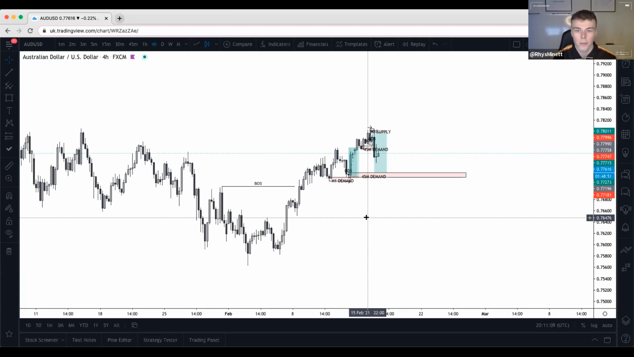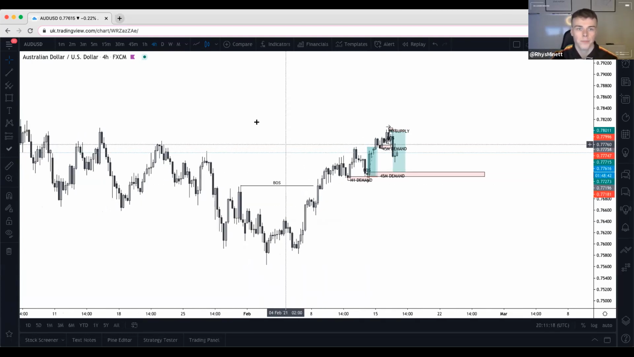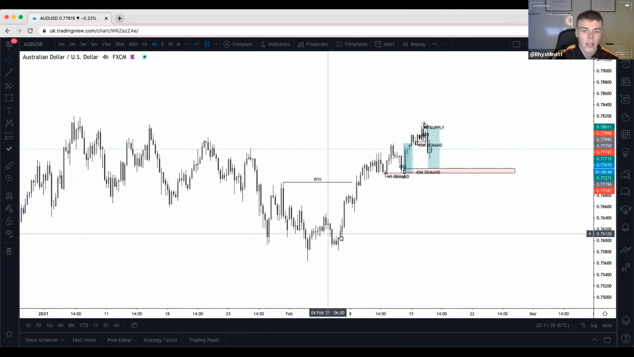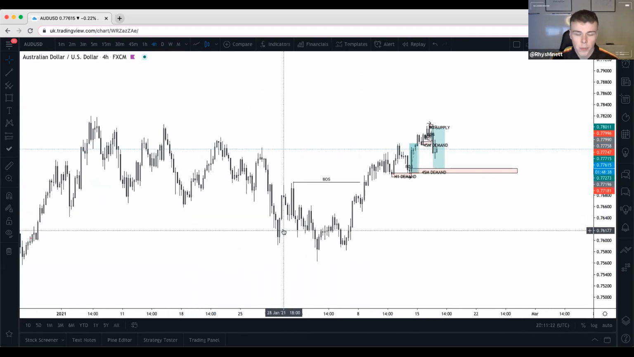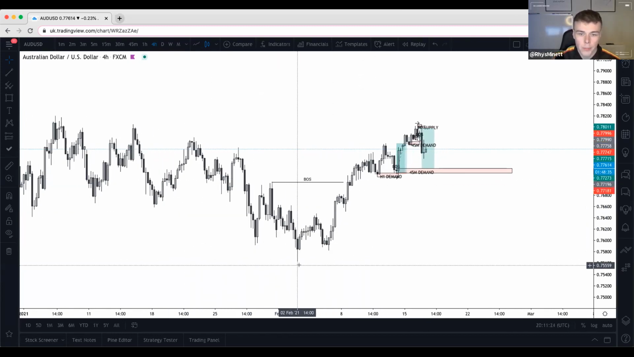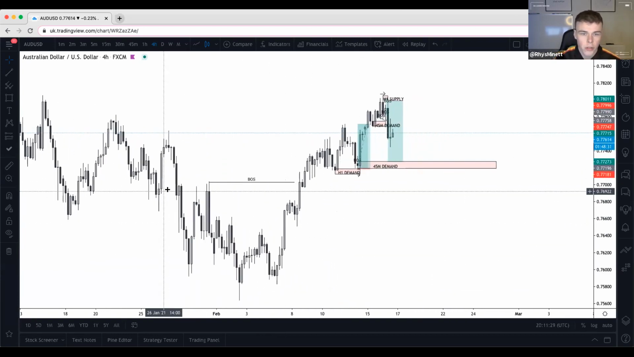You don't need to be trading loads. 3 trades on you would have grown your account over around 200%, 300% just from these 3 trades alone. Very powerful. So what we can actually clearly see, price is pushing down, lower low, lower high, lower low, broke structure right here, broke structure right here.